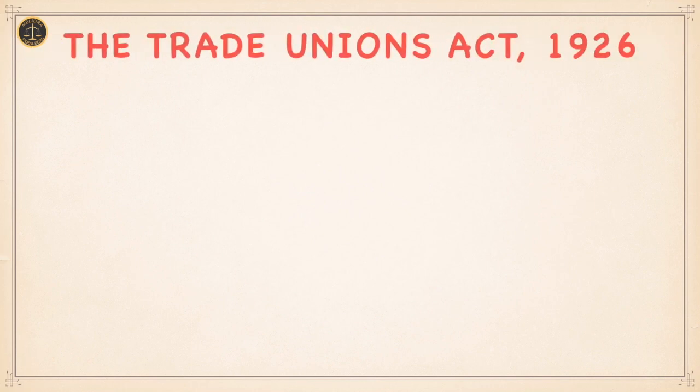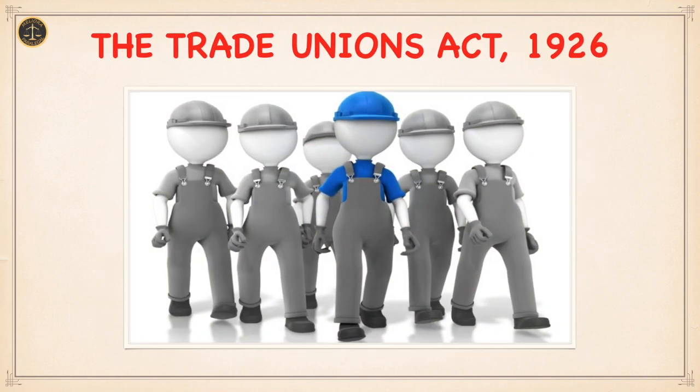Hello friends, in this video I am going to discuss the Trade Unions Act 1926. The Trade Unions Act 1926 provides for registration of trade unions with a view to render lawful organization of labor to enable collective bargaining. It also confers on a registered trade union certain protection and privileges. So let's have a brief discussion on this act.